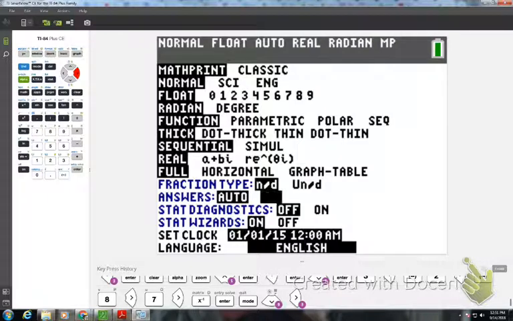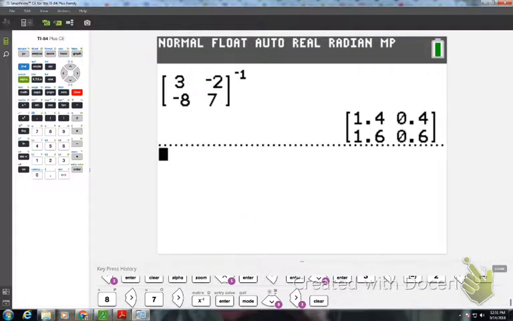portal that I'm using on the computer, but you should have one on your computer. All right, so that's how you find the inverse of a matrix.